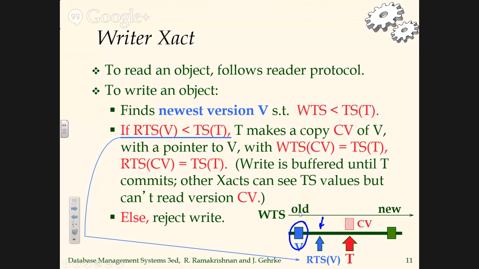But if the read timestamp is smaller than your timestamp, then what this transaction does is make a local copy of the value and give that read timestamp equal to your timestamp, and then the write is actually buffered until you commit, so that the other transactions will actually see the timestamp values, but they can't read your version. And so this is the same. You basically are blocking the readers from reading your version.